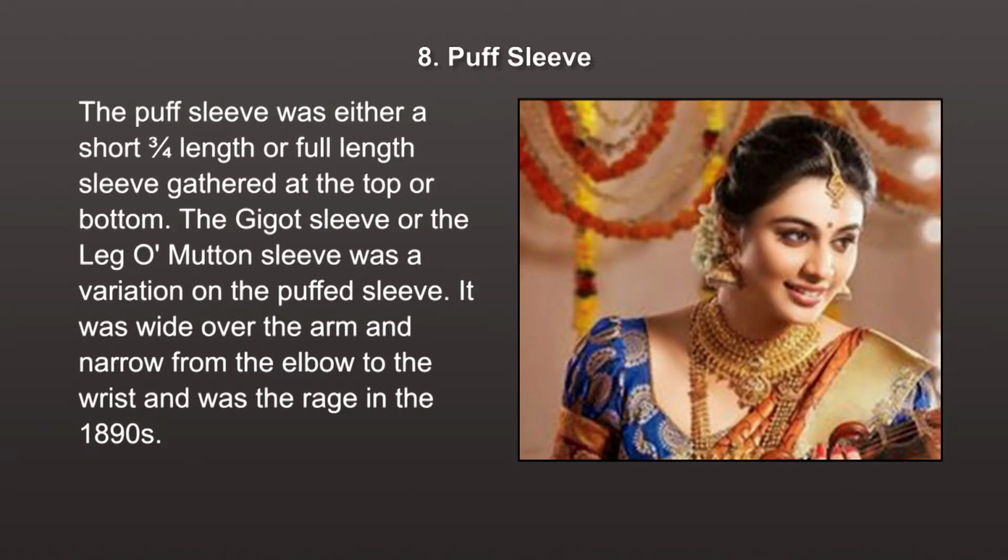Puffed sleeve. The puff sleeve was either a short length, 3/4 length or full length sleeve gathered at the top or bottom. The gigot sleeve or the leg of mutton sleeve, which we already studied, was a variation on the puff sleeve. It was all the fashion rage in the 1890s.